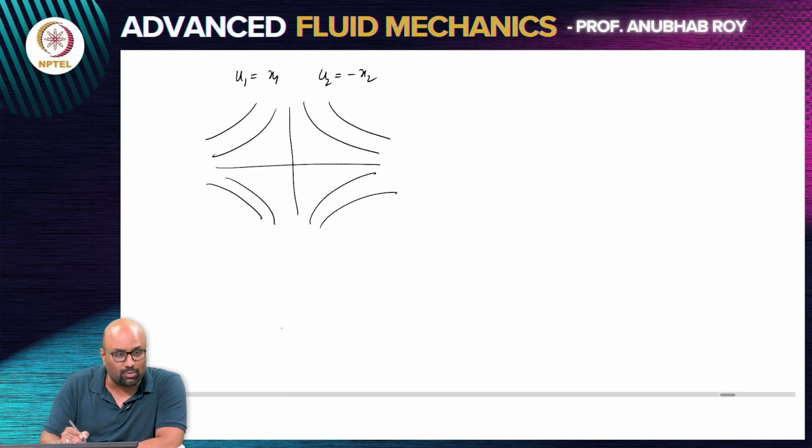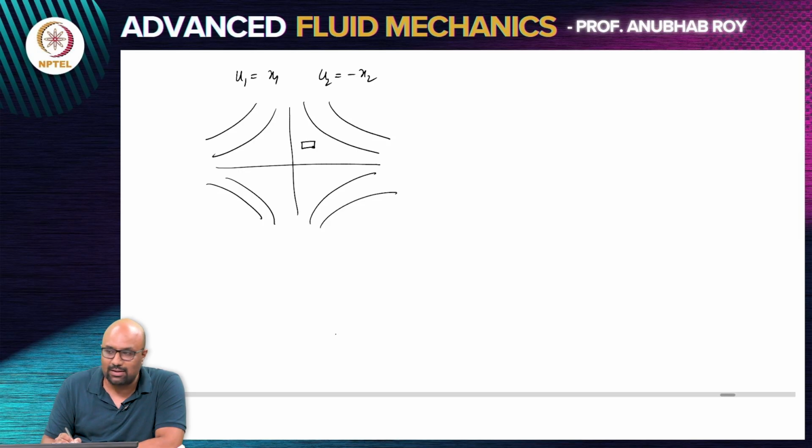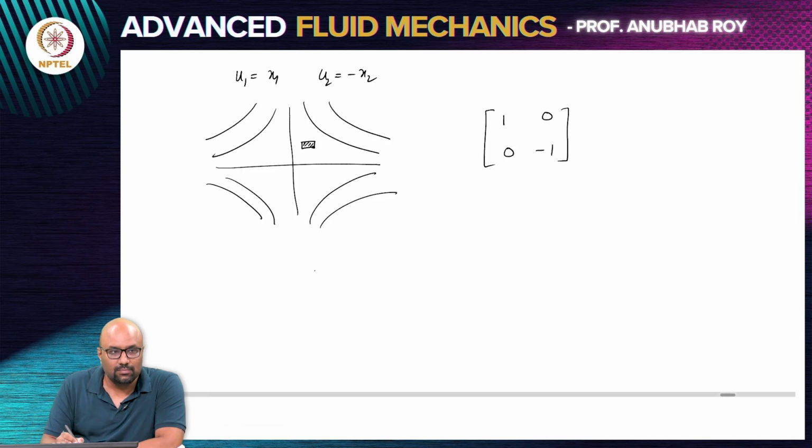They were rectangular hyperbolas. Now the question is, if you have a material element that is drawn here, how would the material element get deformed? What would be the deformation of this square or rectangular patch? If I write the velocity gradient, it would have components 1, 0, 0, minus 1. This is my velocity gradient.